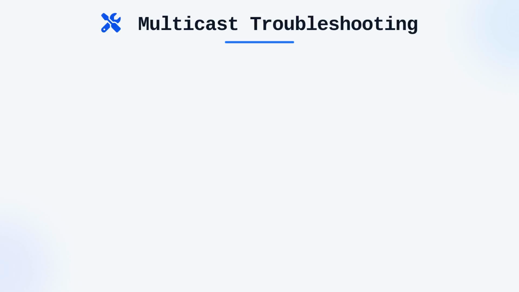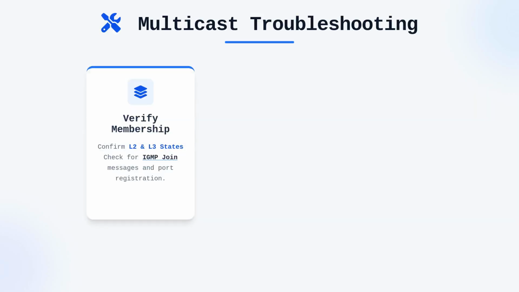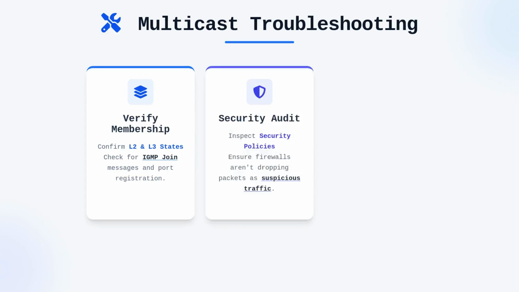Troubleshooting these environments is almost always an exercise in verifying the Layer 2 and Layer 3 membership states. If a client is not receiving a stream, the first step is to use diagnostic tools to confirm whether the host has sent an IGMP join message and whether the switch has registered that port for the specific multicast group. You might find that the switch port is blocking the traffic because of a security policy, or perhaps the multicast group is being dropped by a firewall configured to treat multicast packets as suspicious traffic.